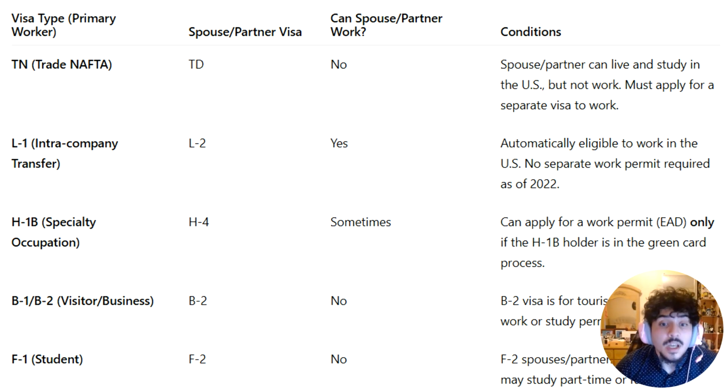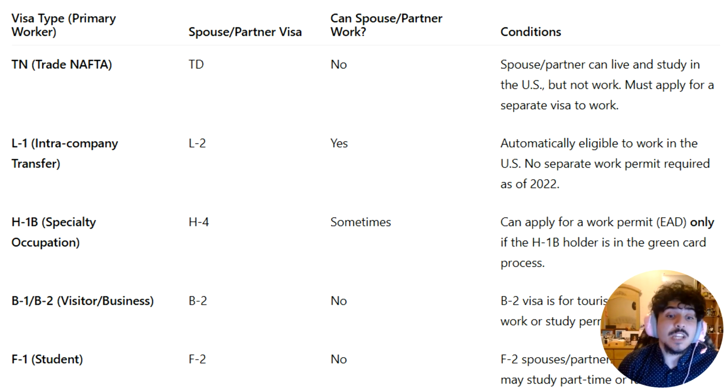Now, L1 involves the intercompany transfer that I was talking about. For L2, yes, spouses and partners can work with them and are automatically eligible to work in the US. No separate work permit is required, as of last reported in 2022.